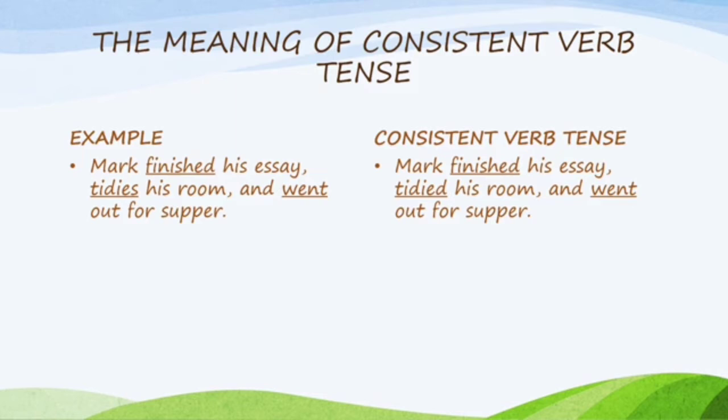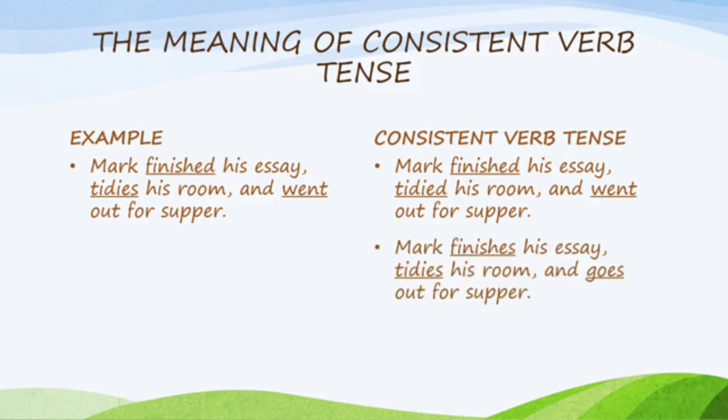We can also write this: Mark finishes his essay, tidies his room, and goes out for supper. Here we narrate using the present tense. So in this case, there is consistency. So when we are writing, the tenses must connect, and this is what we mean by consistent verb tense. If you are using the past tense, except otherwise you need to move to another level, you maintain the past tense. If it is the present tense, you maintain the present tense. So that is what we mean by consistent verb tense.